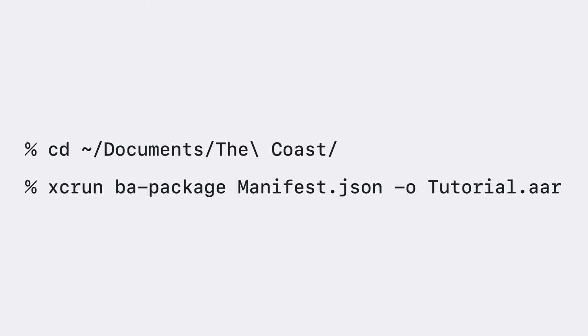Now that the manifest is filled out, let's run the packaging tool again to generate a compressed archive. We'll set the current directory to the root of the repository and pass in the path to the manifest and the path at which to save the archive. Now that the asset pack is packaged, let's see how we can use it in the game.